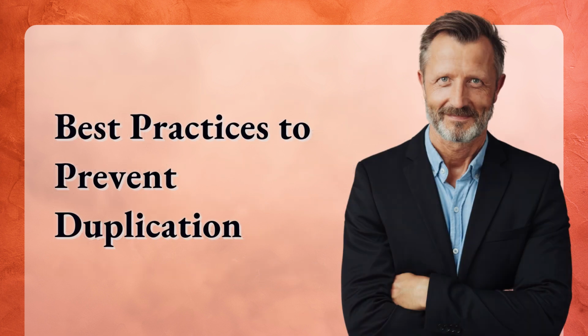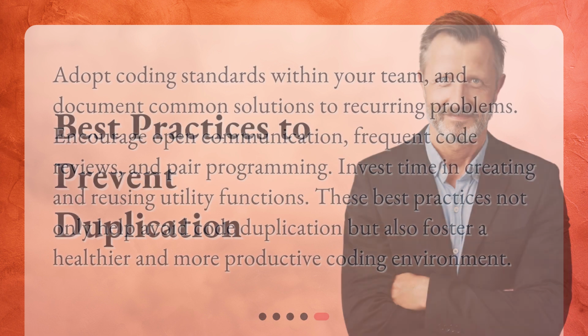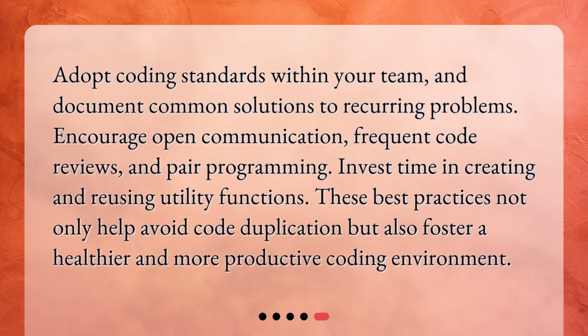Best practices to prevent duplication. Adopt coding standards within your team and document common solutions to recurring problems. Encourage open communication, frequent code reviews, and pair programming. Invest time in creating and reusing utility functions. These best practices not only help avoid code duplication, but also foster a healthier and more productive coding environment.